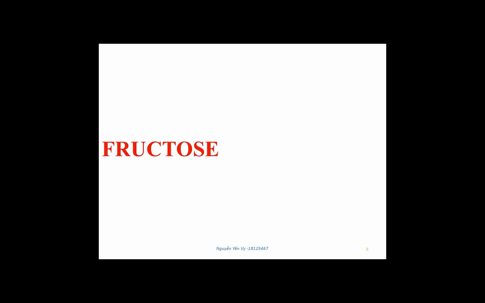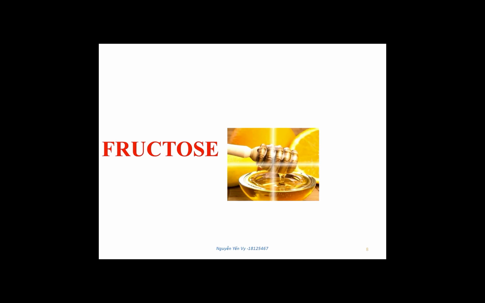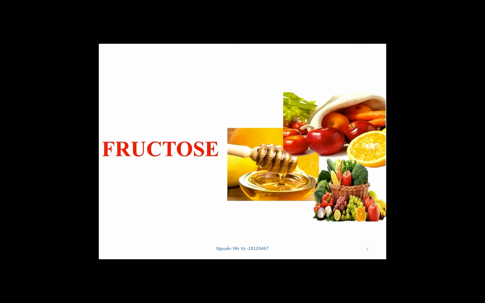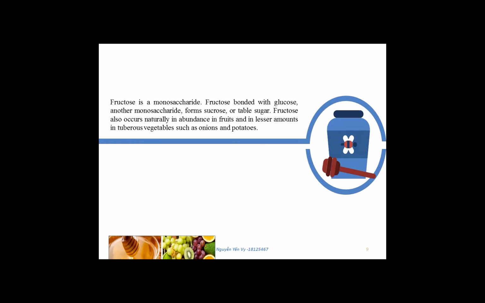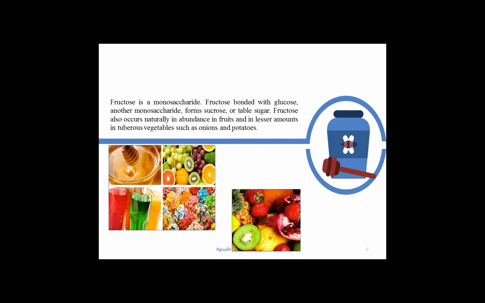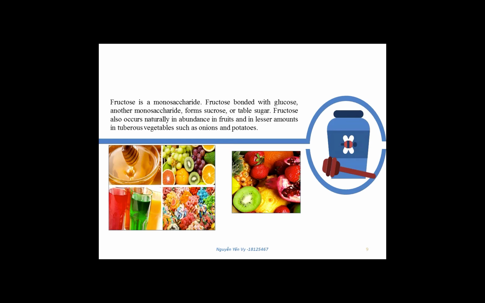The next we move to what is fructose. Fructose is a simple sugar found in many kinds of honey, fruit, and also in vegetables. Moreover, it is commonly added to processed food in the form of high fructose corn syrup. Fructose bonds with glucose, another monosaccharide, to form sucrose or table sugar. Fructose also occurs naturally in abundance in fruits and in lesser amounts in numerous vegetables such as onions and potatoes.